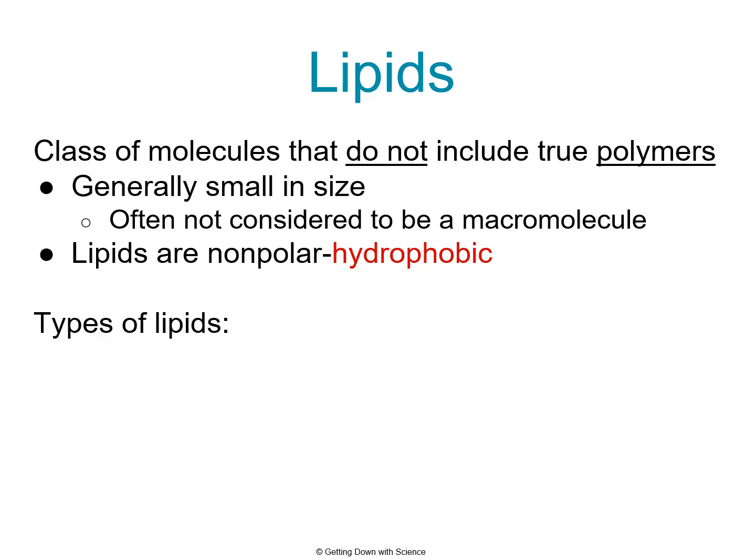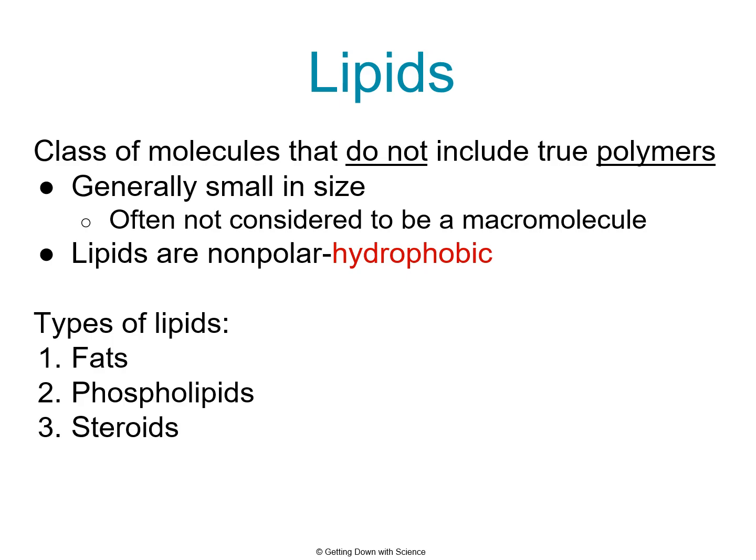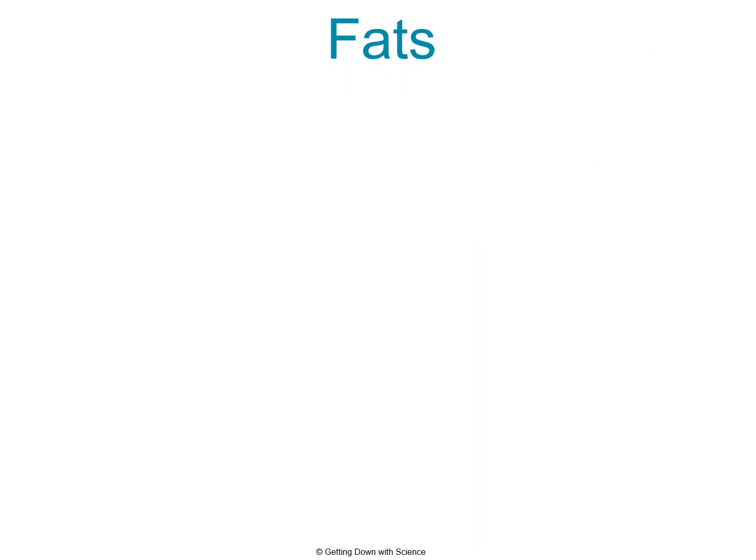And there are three categories of lipids: fats, phospholipids, and steroids. These are the three types of lipids, and we're going to be discussing each type. Let's start off with fats as our first type of lipids. I'm going to tell you a few things about fats that are very, very important. If you're taking notes, I would advise that you capture some of this information.